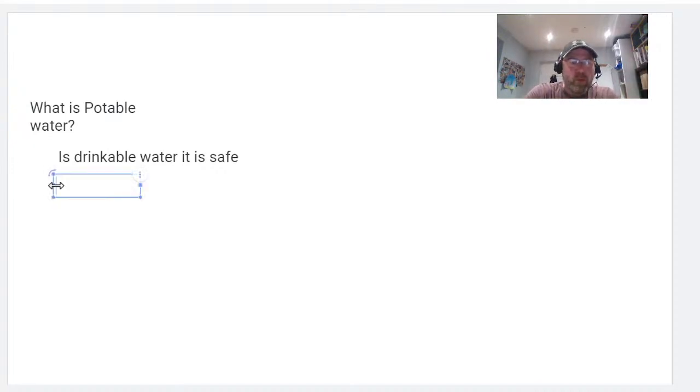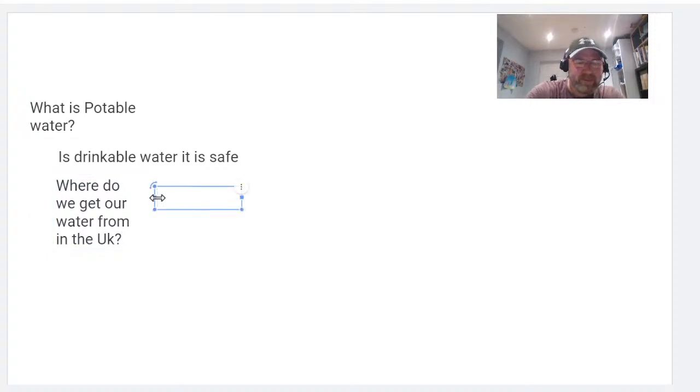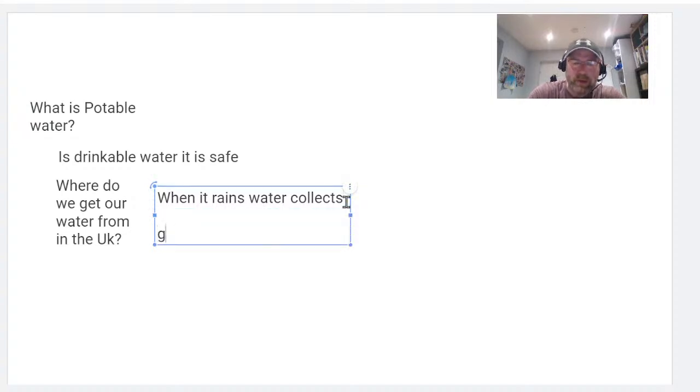So where do we, in the UK, get our water from? The answer, of course, is the rain. When it rains, water collects. You need to know these two terms. Water collects as ground water and surface water.